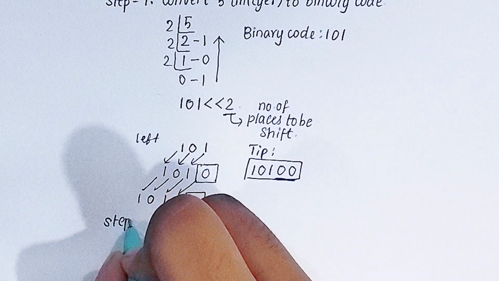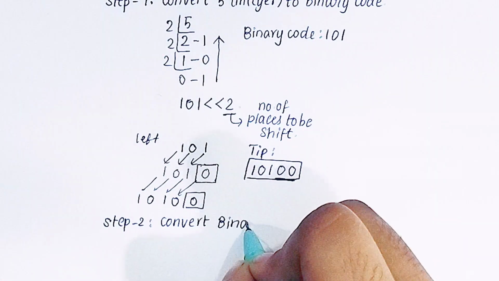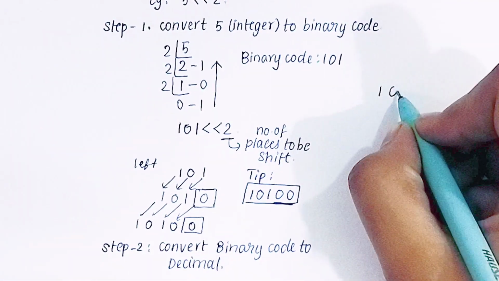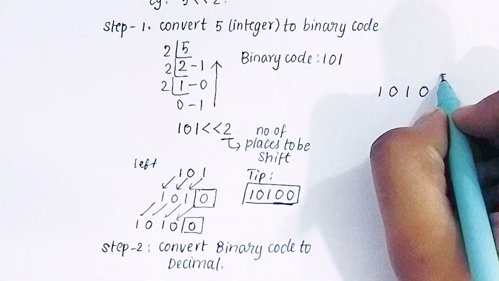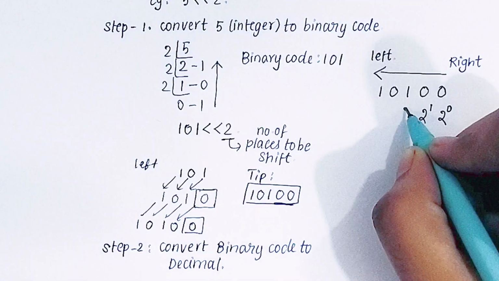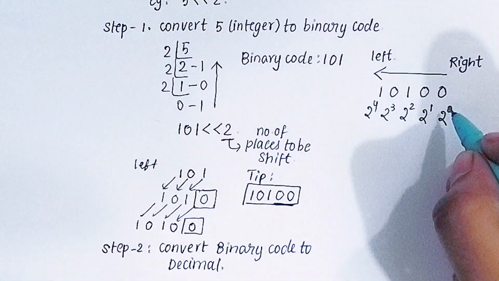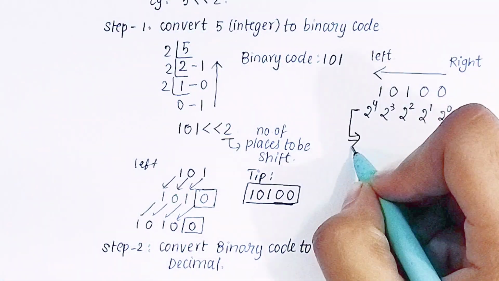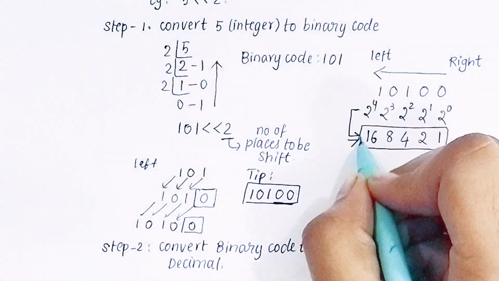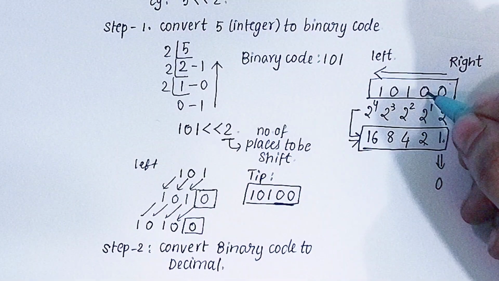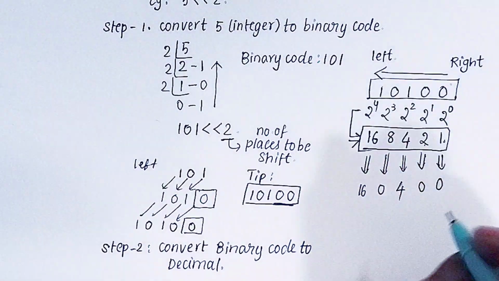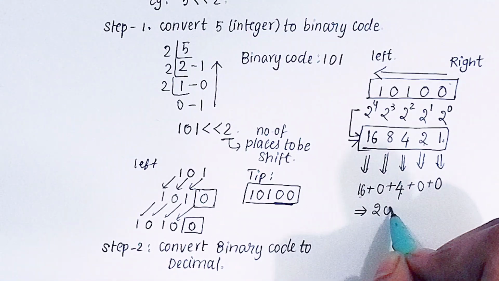The next step, step 2, is to convert the binary code into decimal. Let's see how we can convert it. Write the binary code again. From right to left, we multiply each digit with 2 to the power of its position. Here we have positions 0, 1, 2, 3, and 4, giving the values 16, 8, 4, 2 and 1, and we multiply these values with this code. After multiplying, we get 0, 0, 4, 0 and 16. We add these and get 20, and this is our final output.